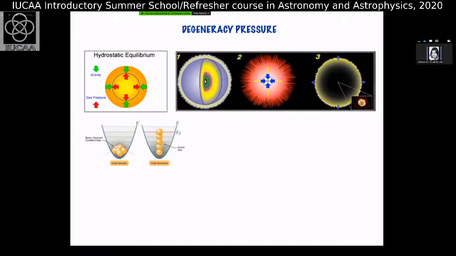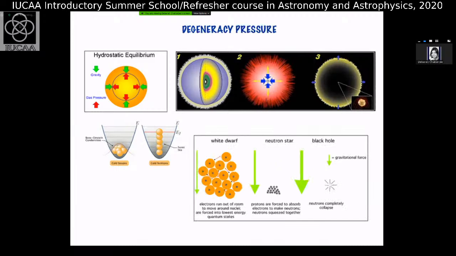Now, in the case of carbon-oxygen white dwarfs, this is enough to support the star against gravitational collapse. But in the case of neutron stars, it is the neutrons, which are also fermions, which provide the degeneracy pressure that now supports the star against gravitational collapse. If the progenitor star is between 8 to 20 solar masses, then it results in a neutron star. But if the progenitor mass is higher than 20 solar masses, then even neutron degeneracy pressure will not be enough to stop it from gravitational collapse, and it forms a black hole.